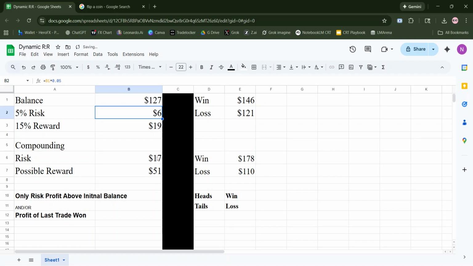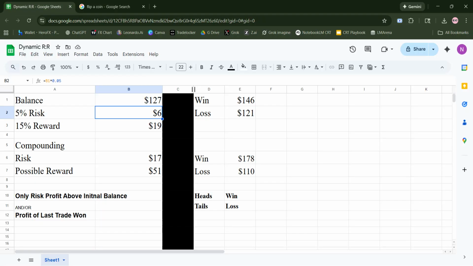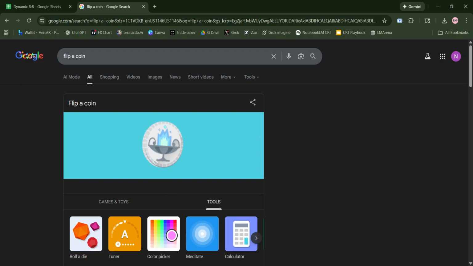Now I'm going to risk 17 to possibly make 51. If I win, I'm up 78%. But if I lose, I'm still up 10%. So let's see what happens. We take another trade, we lose. Our new balance is now 110. I get rid of this. I'm back to risking 5%, but guess what? I'm still in profit. So let's trade again.